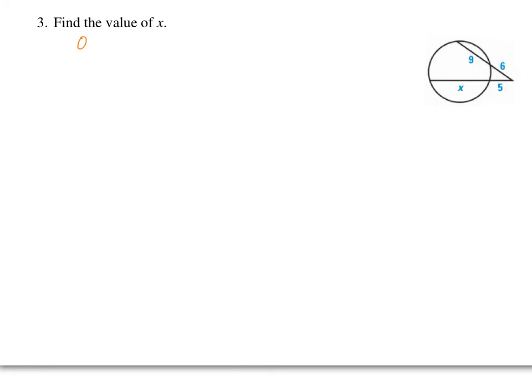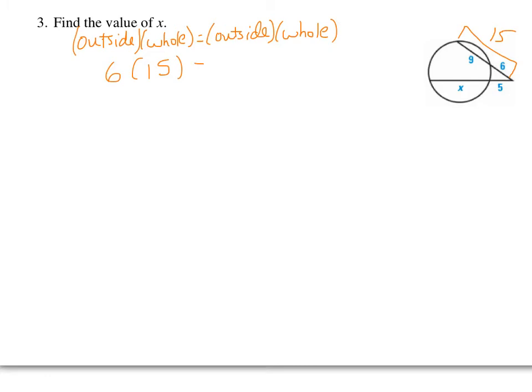So I need to take my outside times the whole, and then do the same thing for the other side of my equation. So my outside times the whole. So if I'm looking at this top segment up here, my outside is my 6, and the whole thing is 15 when I add those together. So I have 6 times 15.